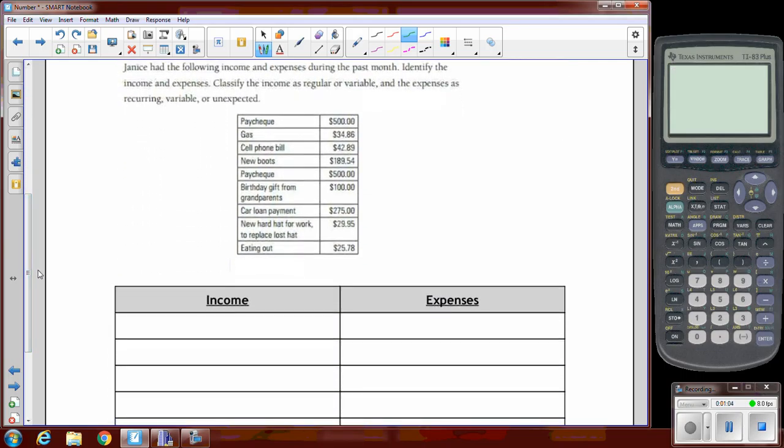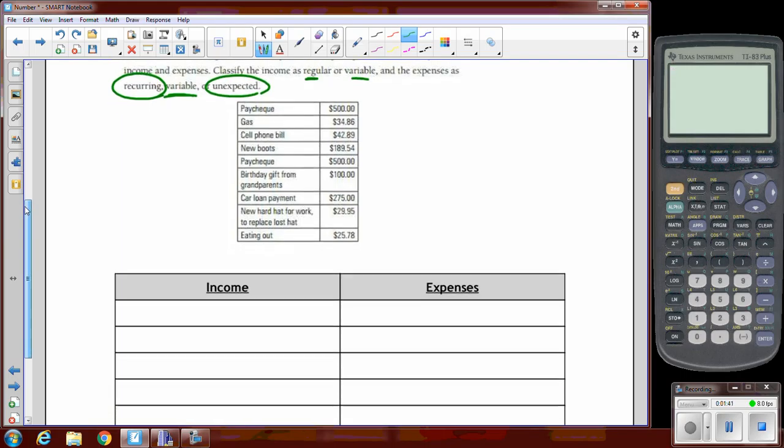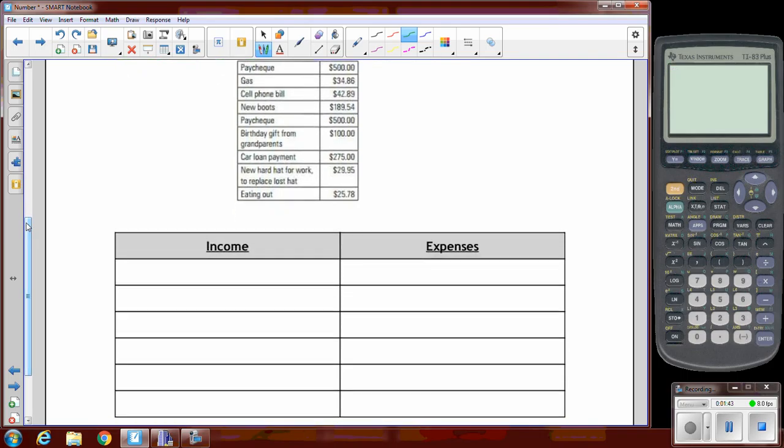So example one, we have Janice, and she has the incomes and the expenses during the past month. All this is asking us to do is to identify these as either income, money coming in, or expenses, money coming out, and talk about them being regular or variable. And the expenses, talk about them if they're recurring, which means they happen every month. Variable is that they come out every so often, and maybe the amount varies from month to month. And unexpected are things like, whoa, didn't see that coming at all. So we're going to go through the list first. We're going to talk about if it's an income or an expense. Then we'll go back and classify them.